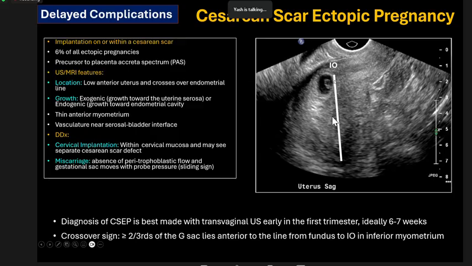It's very easy to make the diagnosis on ultrasound, particularly in the first trimester, more so around 6 or 7 weeks. And there are multiple signs, one of which is the crossover sign. Let's see what that is. So this is the cervix, internal os. Somewhere here is going to be the fundus. If you draw an imaginary line from the internal os all the way to the fundus, and 2/3 or more of the gestational sac is anterior to this line, that's going to be either a low-lying GSAC or C-section scar ectopic.